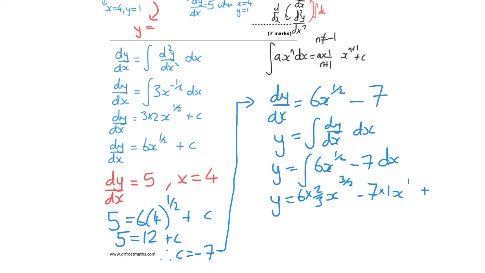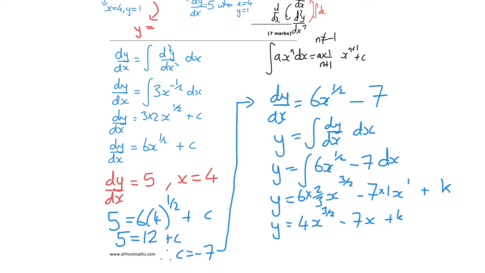Plus a constant. I shouldn't use the letter c because I've already used it. So I'm just going to use k because that's like a c as well. The c could be any letter. We just use c to stand for the word constant. So if I simplify that, we get y equals, well, 6 times 2/3 divided by 3 gives me 2, times 2 gives me 4. So 4x to the power 3 over 2. Take away 7x plus my constant.